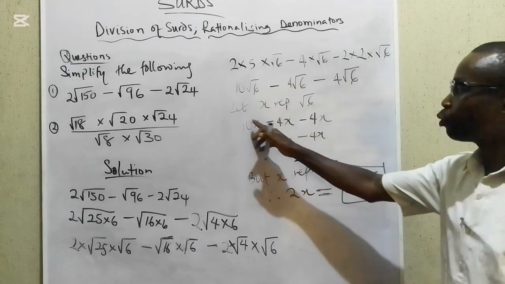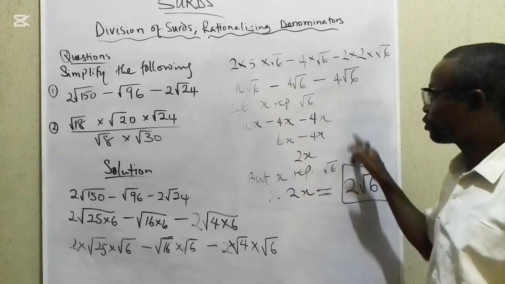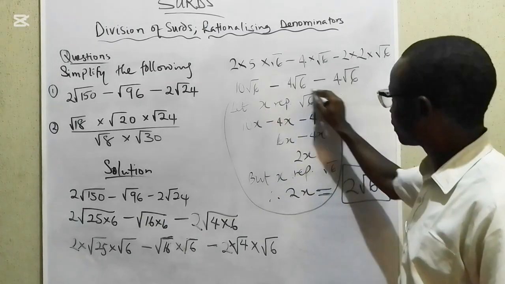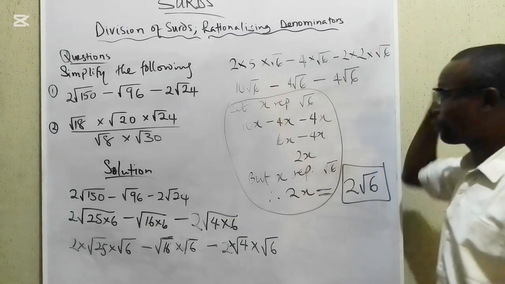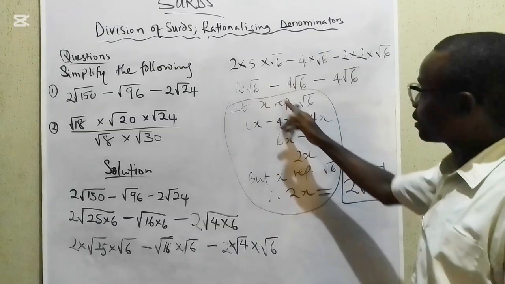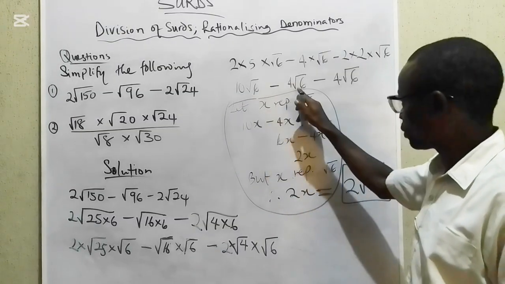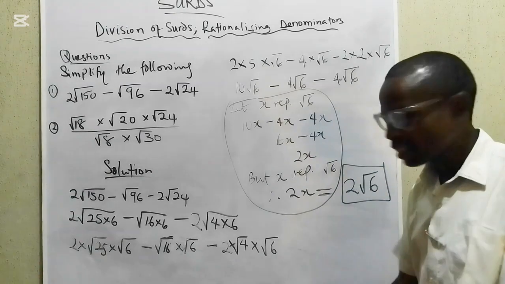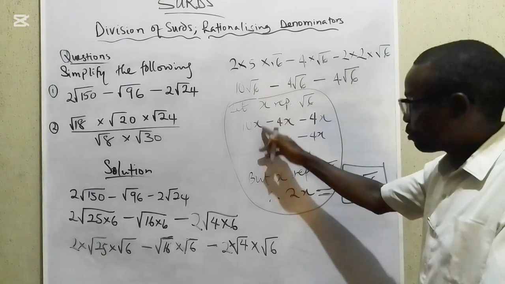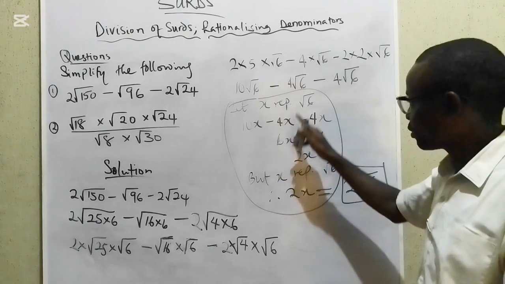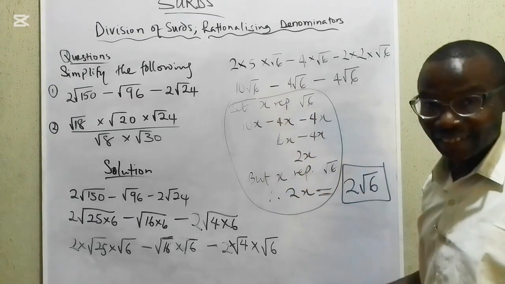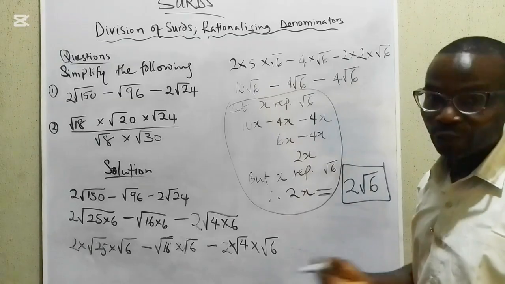Now, there was no point going through all this. I just did it to make it easier. I could have just done it so that you understand that since this root 6 is the same thing, it's like doing it in algebraic form. Let's represent this one with x, and this with x. Anywhere I see root 6, let's represent it with x. You can do that or you may not do it.